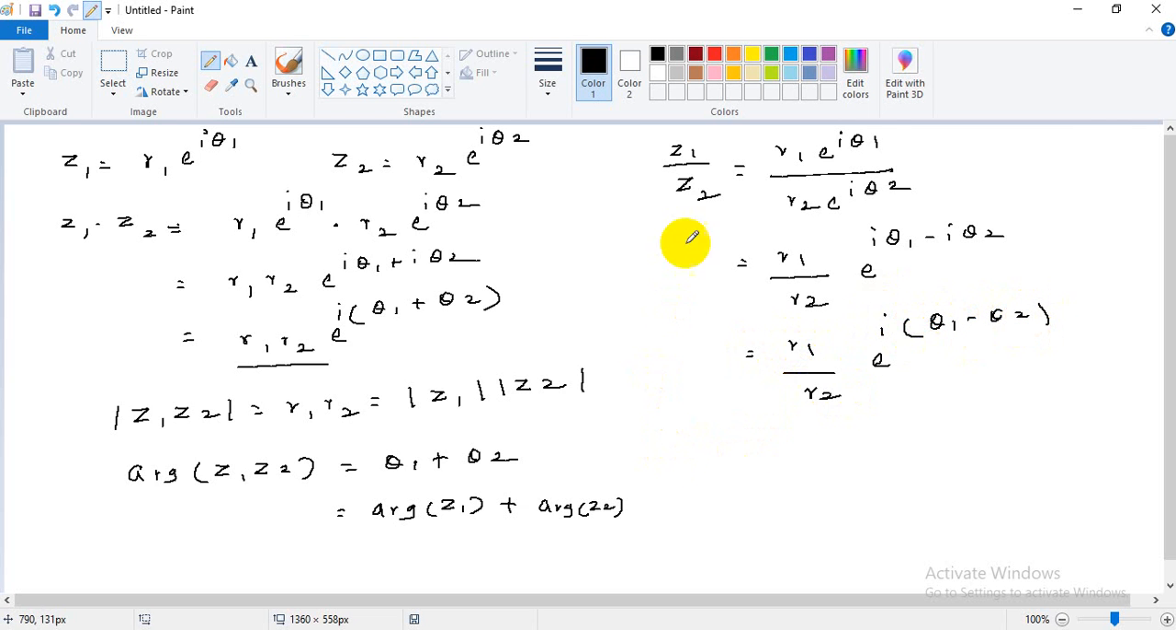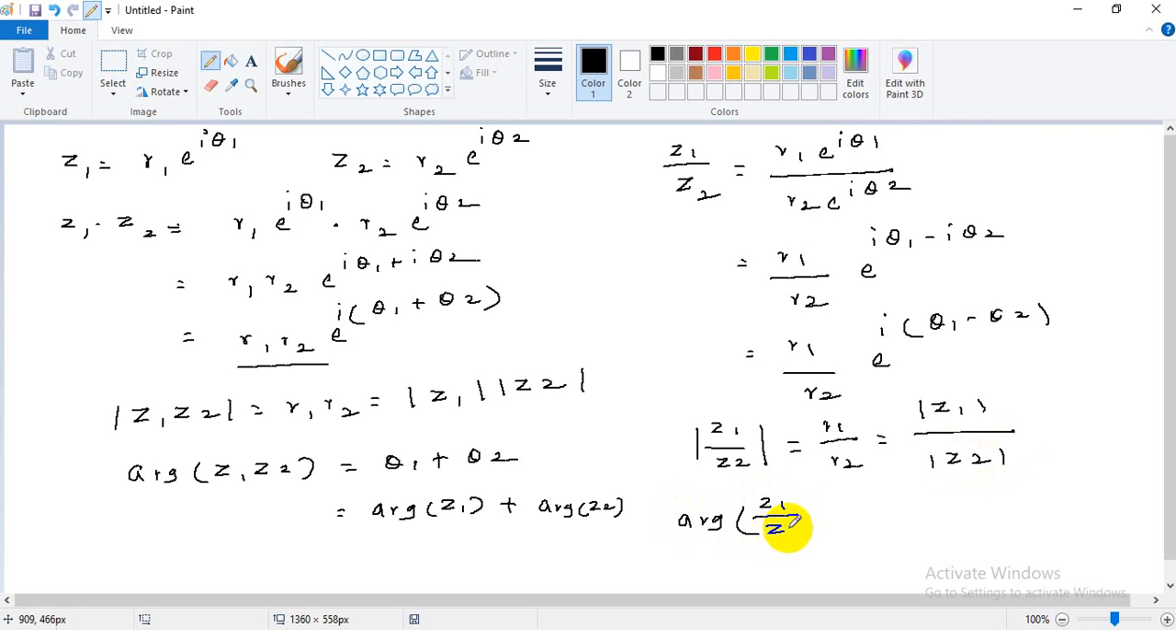So what does this tell you? That the modulus of Z1 upon Z2 is nothing but R1 upon R2, and the argument of Z1 upon Z2 will be theta 1 minus theta 2. Here I can say mod of Z1 upon Z2 is R1 upon R2, and R1 upon R2 means mod of Z1 divided by mod of Z2. And the argument of Z1 upon Z2 is equal to theta 1 minus theta 2. But what is theta 1? It is argument of Z1, and theta 2 is argument of Z2. So these results we can prove.